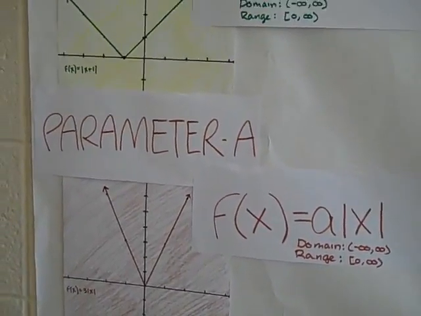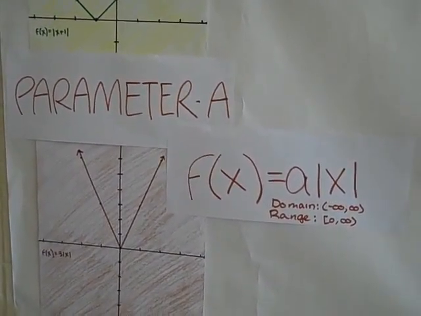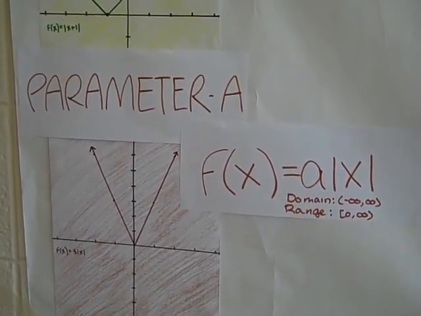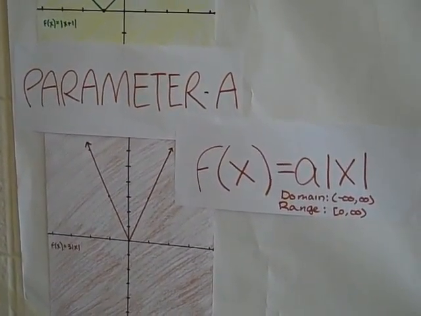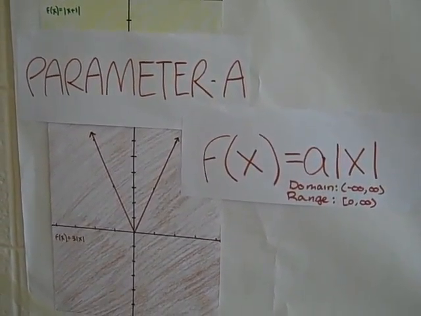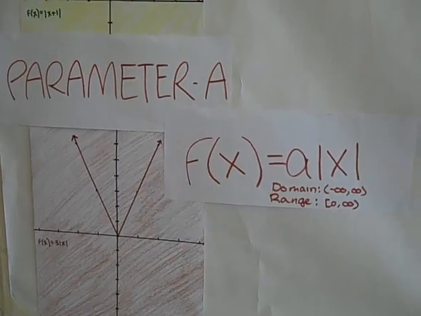Parameter a. If the absolute value of a is greater than 1, the graph shrinks vertically or becomes narrower. If the absolute value of a is between 0 and 1, the graph becomes wider. If a is less than 0, the graph reflects over the x-axis. If a equals 0, there is no effect on the graph.